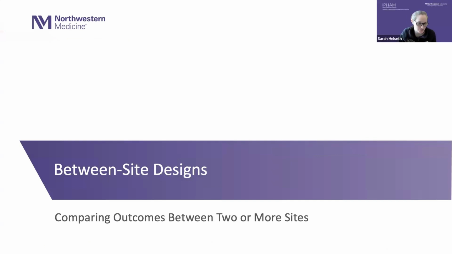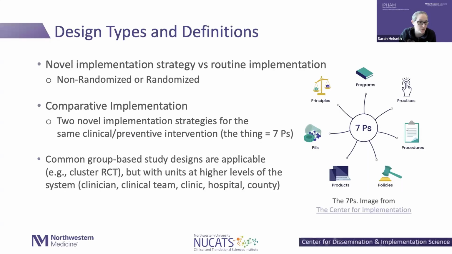Fabulous. I'm going to be talking about between site designs, where the goal is to allow you to compare implementation and different implementation strategies. Sometimes you might want to compare a novel implementation strategy versus routine implementation. That's the equivalent of treatment as usual, implementation as usual. And sometimes sites are willing to try that and sometimes they're not. So that's a decision you come to in partnership with them. More often we see comparative implementation where we're testing two novel strategies against one another.